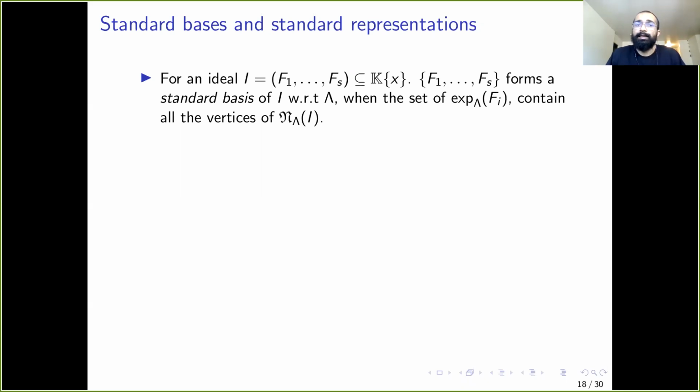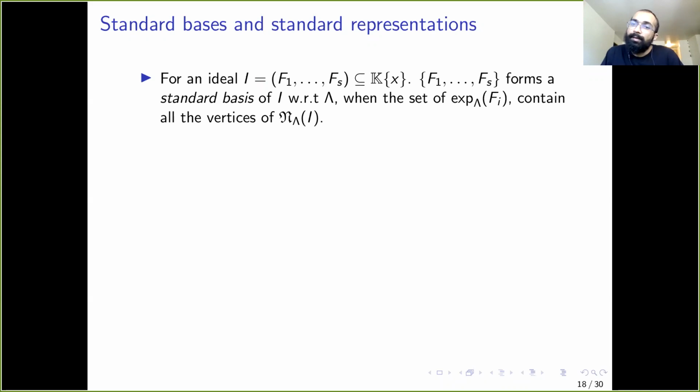And for an ideal I in the ring of convergent power series generated by F1 through Fs, this set of generators forms a standard basis with respect to lambda when the set of initial exponents with respect to lambda of the Fi contain all the vertices of this diagram of I with respect to lambda. Now, with this definition, it is immediate that if you have a standard basis of an ideal, you automatically have the diagram of initial exponents, because you can just take the exponents of the initial exponents of all the elements of your standard basis, and you'll get the vertices, and these vertices will give you the diagram.